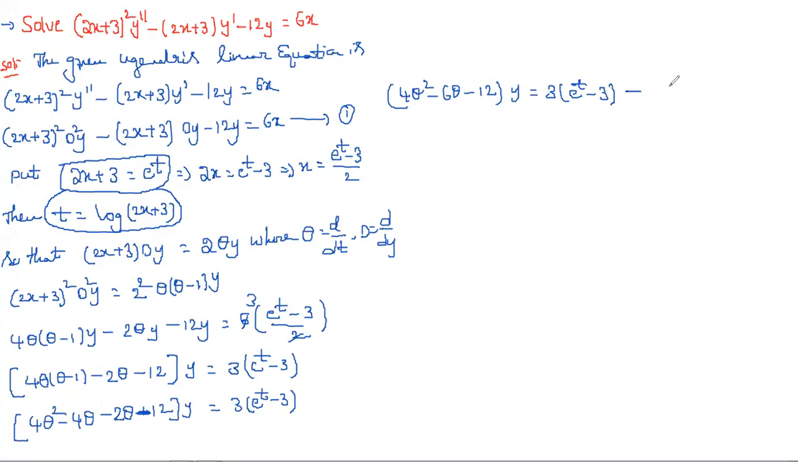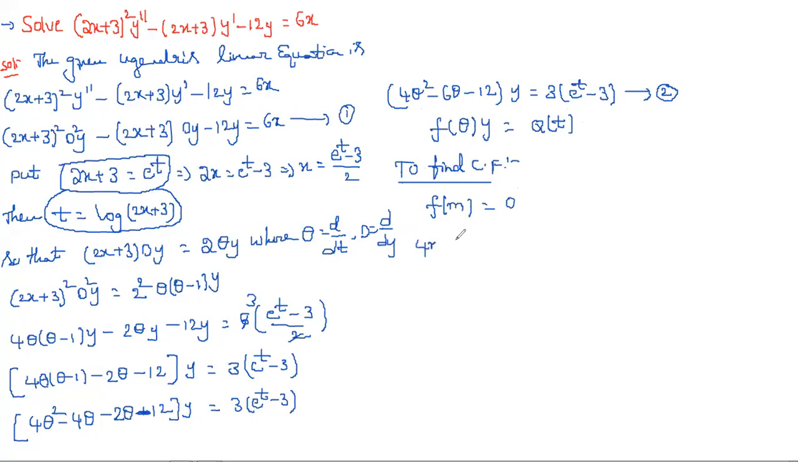Let this be equation 2. This is a linear differential equation with constant coefficients, in the form f(θ) y = Q(t). Now we need to find the complementary function and particular integral. To find the complementary function, first we take the auxiliary equation, f(m) = 0. That is 4m² − 6m − 12 = 0.